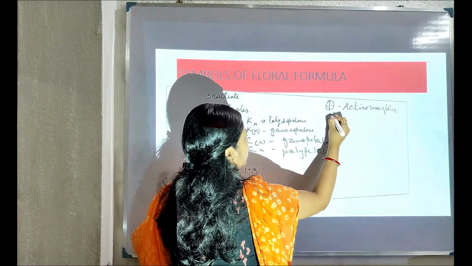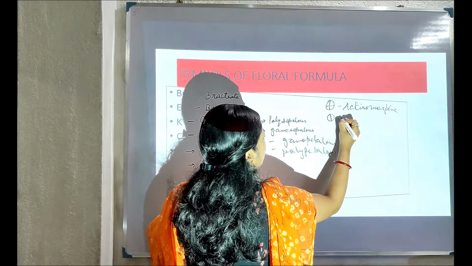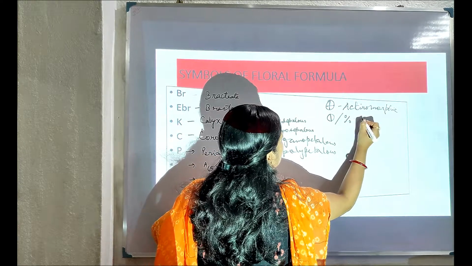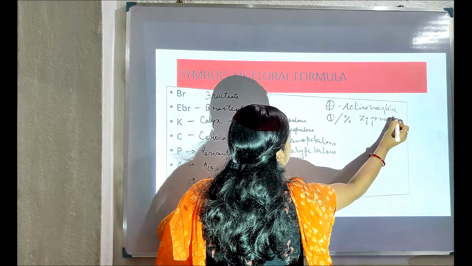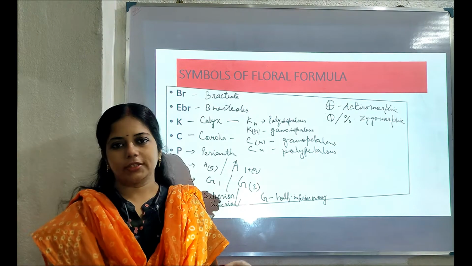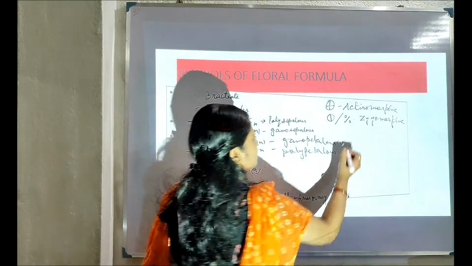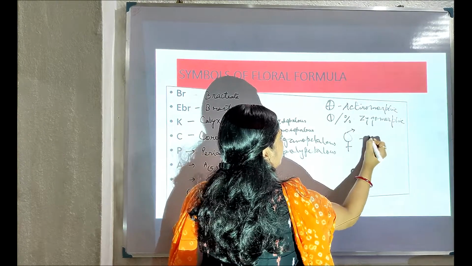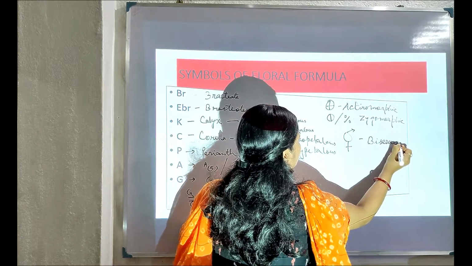If the flower is zygomorphic, then we use this type of symbol, or we can use this type of symbol. So this is for the zygomorphic flower. We will also know about whether the flower is bisexual or unisexual. If the flower is bisexual, then we use this type of symbol. It expresses that the flower is bisexual.